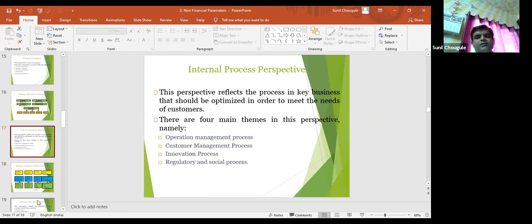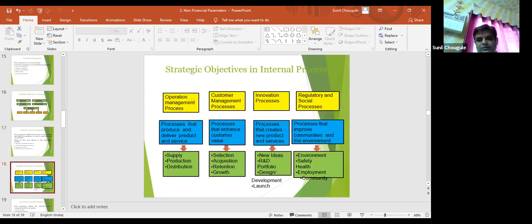internal process is manufacturing, collection of raw material, processing, then packing, storing it in a warehouse with favorable atmospheric conditions. All these things are relevant to the internal process perspective: operation management process, customer management process, which is also an internal process perspective, innovation process and regulatory process. One by one, we will look into these 4 internal management perspectives.